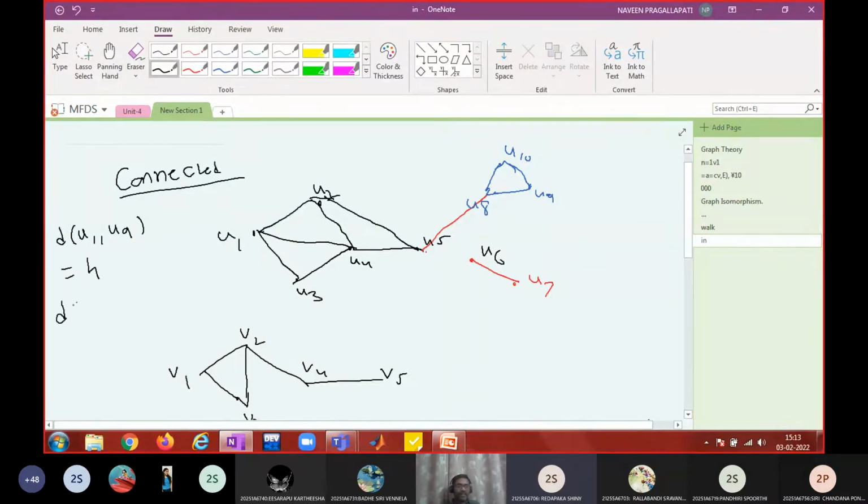If I ask what is the distance from u1 to u6? Infinity, sir. It is infinity because U1 and U6 are not connected. Therefore, the distance between U1 and U6 is infinity. Is it okay? Shall I proceed?